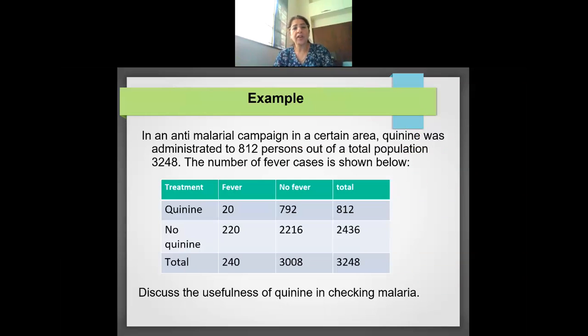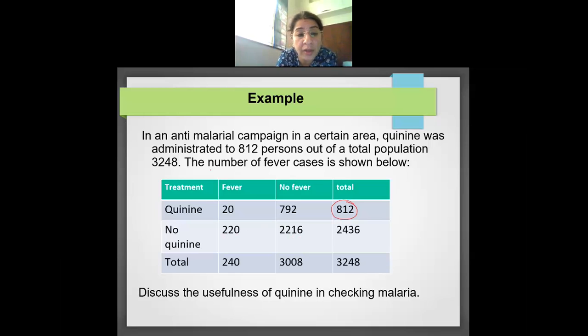For example, in an anti-malarial campaign in a certain area, quinine was administered to 812 persons. Out of these 812, 20 got fever and 792 did not get fever. The total population was 3248. Out of this, 812 were on quinine and 2436 were not on quinine. Out of these 2436, 220 got fever and 2216 did not get fever.